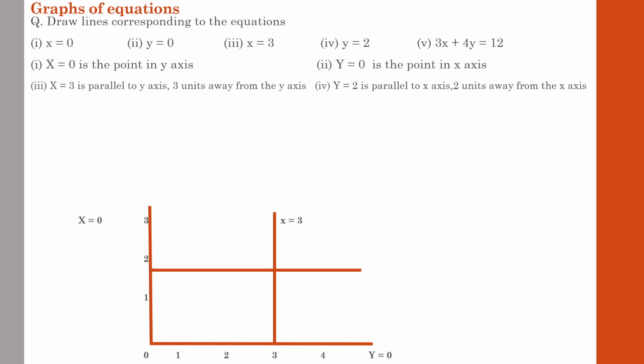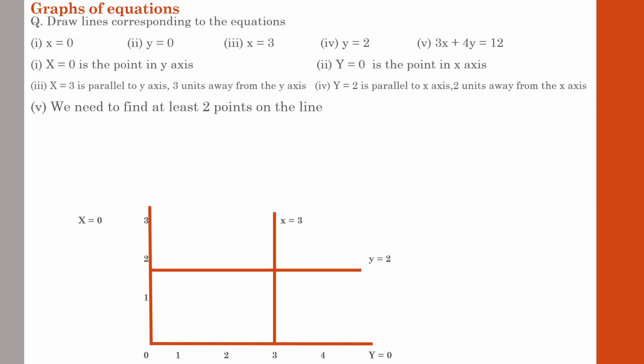And finally, next one, 3x plus 4y equal to 12. 3x plus 4y means there are two variables in this equation. So the meaning is you have to find 2 points. We need to find at least 2 points on the line 3x plus 4y equal to 12, because it is a line in a graph.